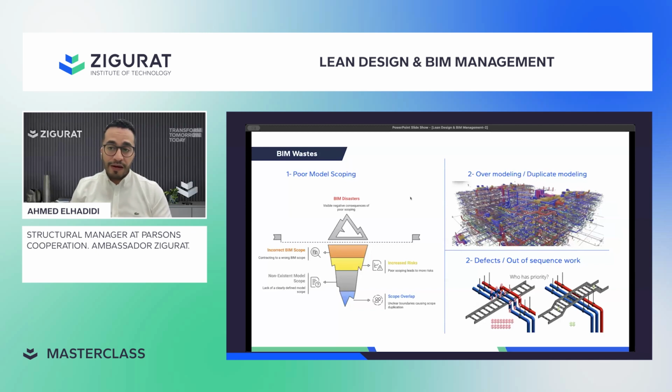We identified six BIM wastes. There are six well-known BIM wastes. You need to understand and know about them to focus on how to eliminate this waste and have a lean approach. First, it's well known: poor scoping. The client gives you a poor, not well-defined scope. You don't really understand what is required, and you will have a BIM disaster. Maybe you will produce something you don't need. You don't know the objective of this client. What is the level of information needed? It is not clear. You are producing something on a scope that is not well defined.